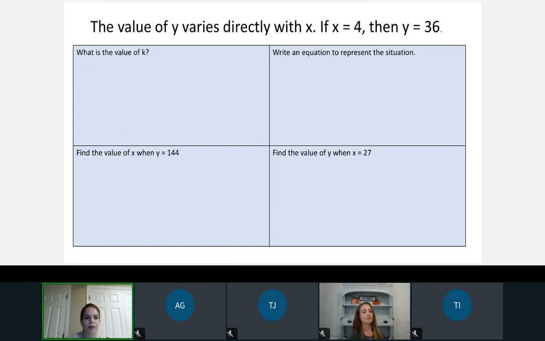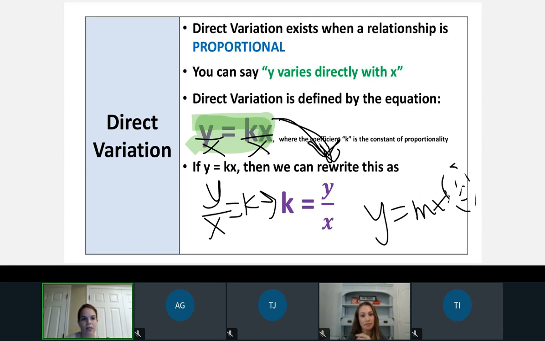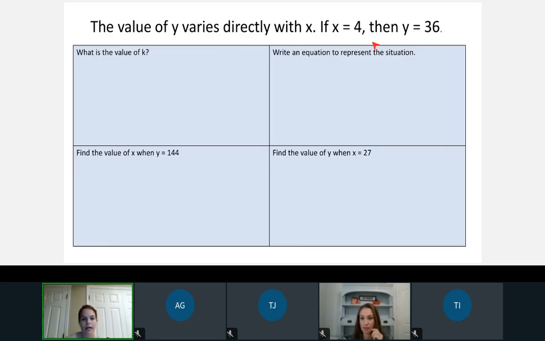All right, so remember, if you look back to our first slide, we said that it would say y varies directly with x. So as soon as I see this, I know that this is a direct variation. Y varies directly with x. So this is a direct variation, which means it's going to have y equals k times x as its equation. We have to figure out what is k. Well, let's look at what they give us. Do they give us k?